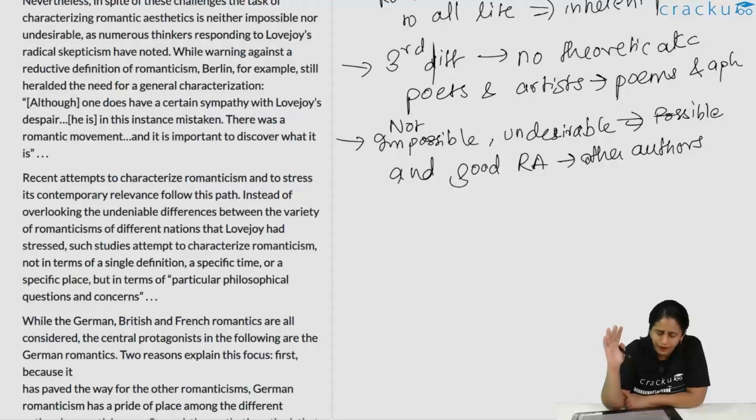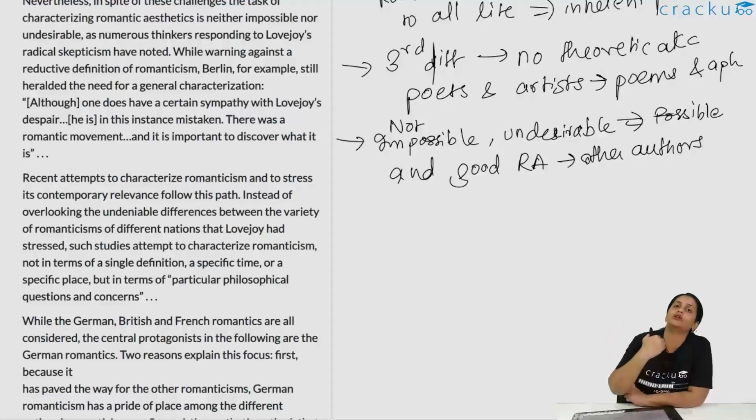So although one does have a certain sympathy with Lovejoy's despair, he is in this instance mistaken. There was a romantic movement and it is important to discover what it is. So Berlin says that, okay, I understand why Lovejoy is despairing. When he highlights the difficulties in saying what romanticism is, I understand his reason for being so despondent about it. But Berlin says that no, there was a romantic movement. There was clearly romanticism. Many people actually contributed to the movement. So if it was there, it is possible to define it.